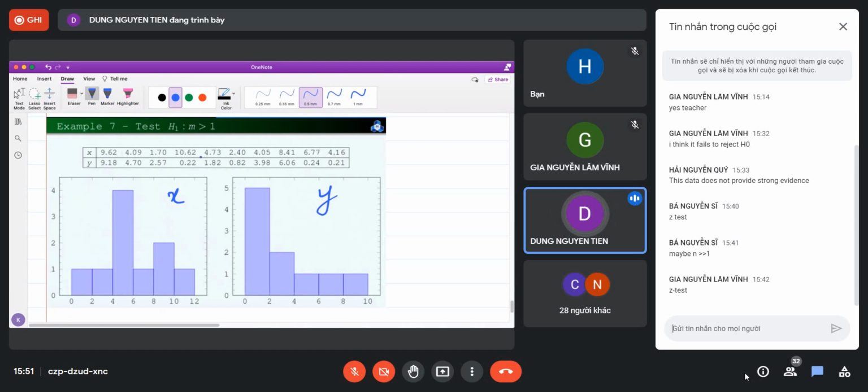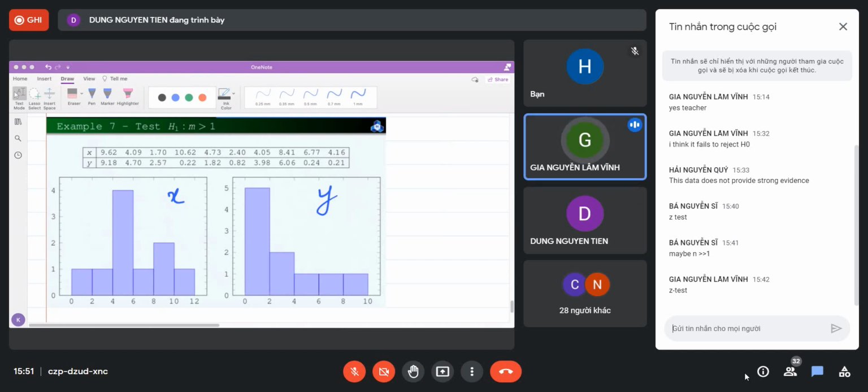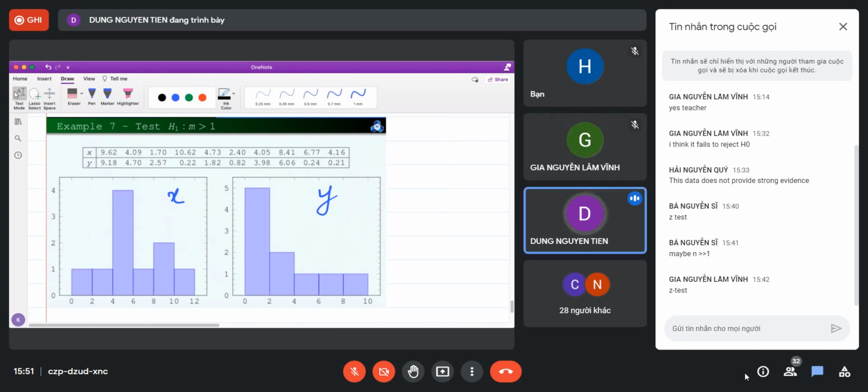Suppose that we have two data sets here. Can you tell me? Teacher, I think that we can use t-test for X, but we cannot use any test for Y. That's true. That is correct.